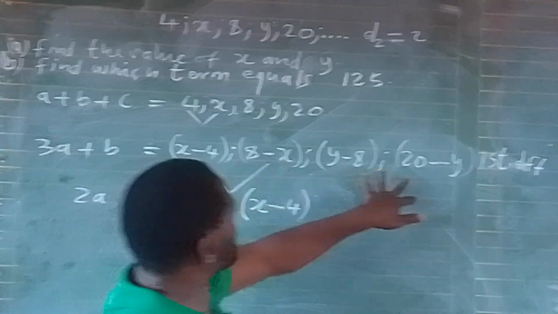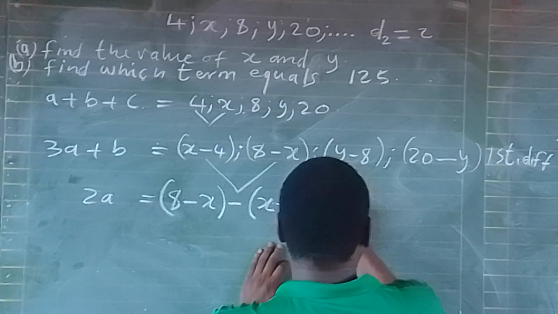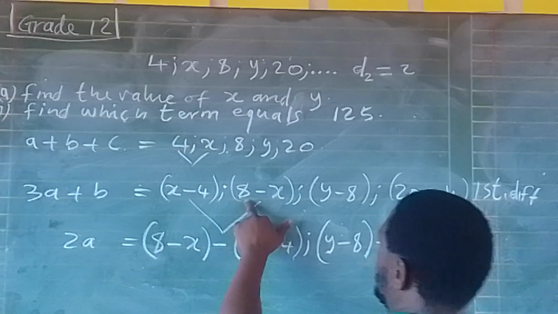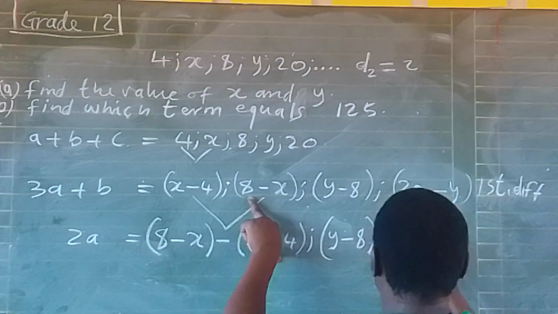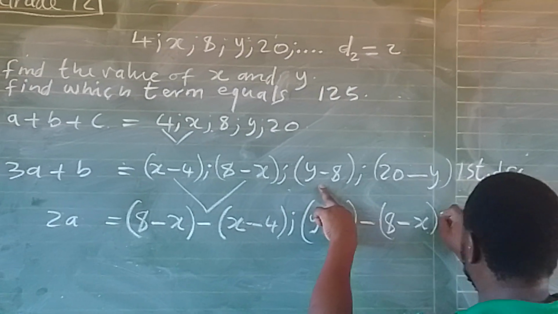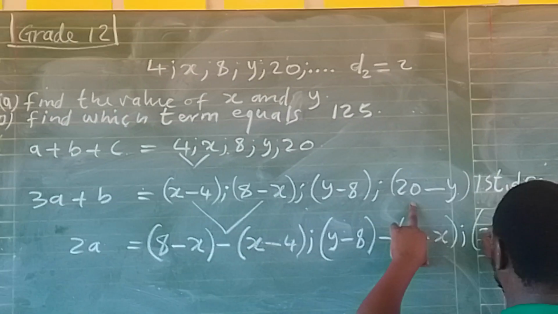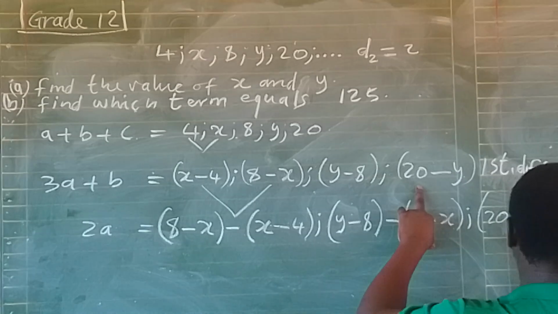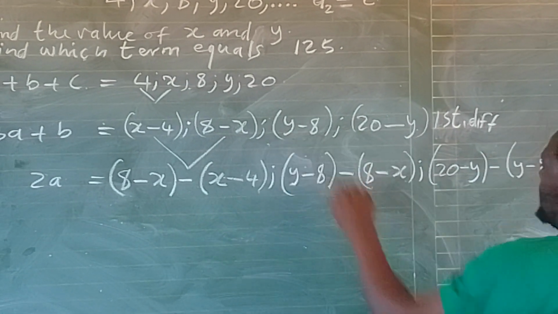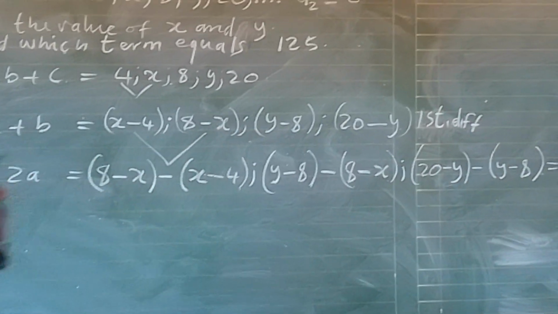This is the first difference. The second difference will be y minus 8, minus 8 minus x. Then we come to this one: 20 minus y, minus 8. Right. This is the one that is equal to 2. This is the one that equals 2.